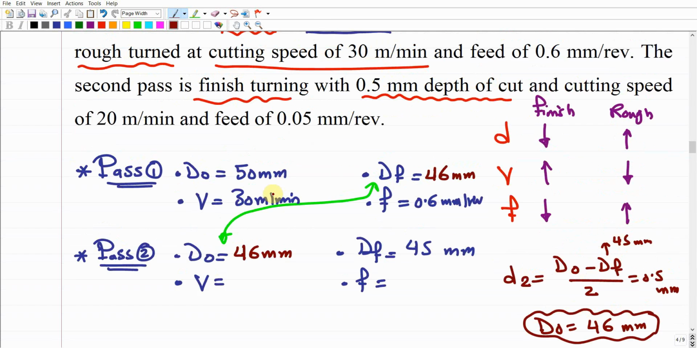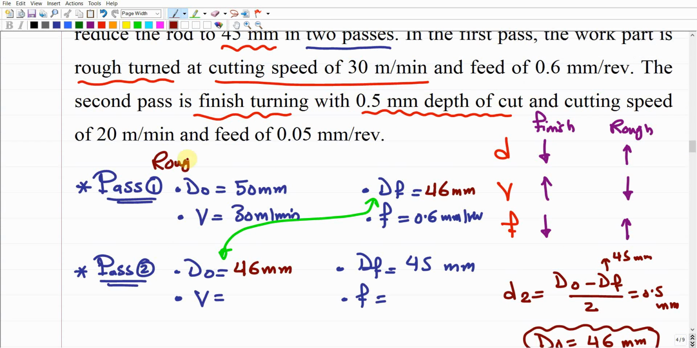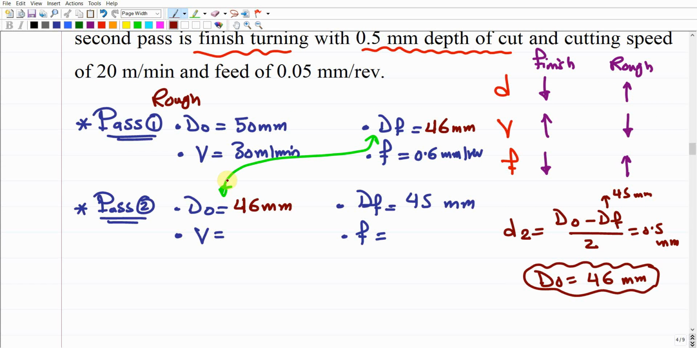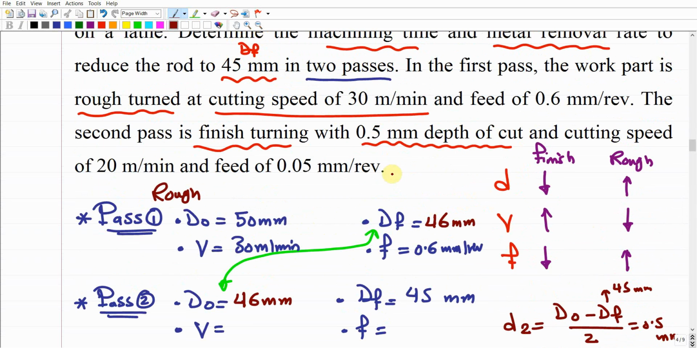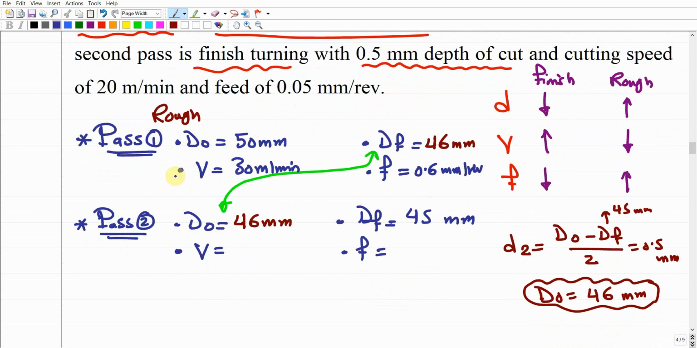So what does it mean? It means that in the first pass, we're gonna do rough turning from 50 down to 46 millimeter with this cutting speed and feed. But in the second pass, we're gonna decrease the diameter from 46 millimeter to 45 millimeter, giving a depth of cut of a half millimeter. Continue reading: the second pass is finish turning with 0.5 depth of cut and a cutting speed of 20 meter per minute. As you can see, the cutting speed has been decreased to give a finished surface, and the feed is 0.05 millimeter per revolution.